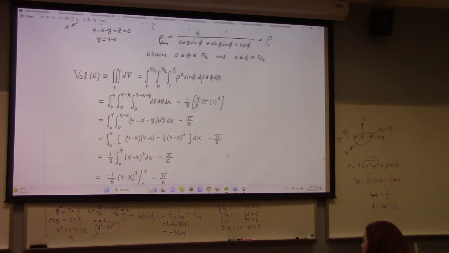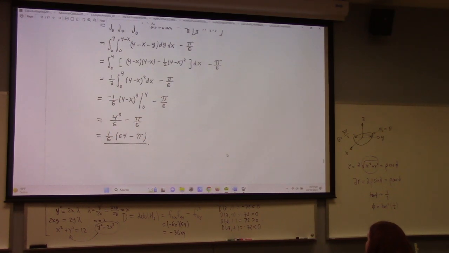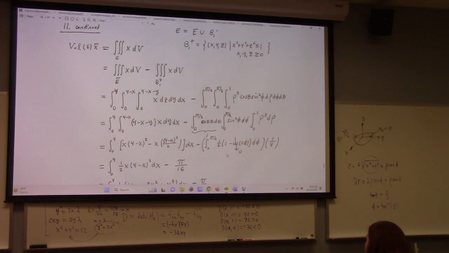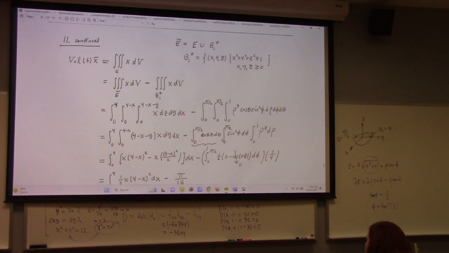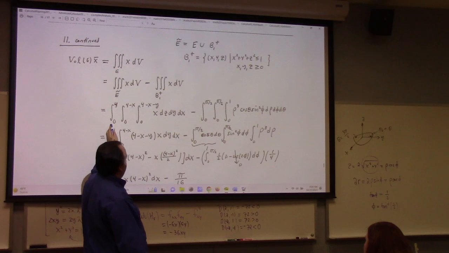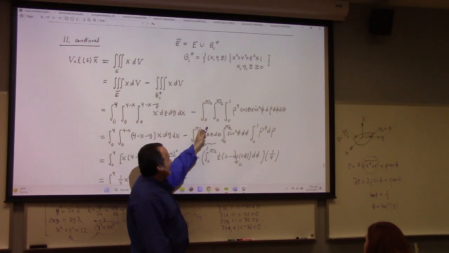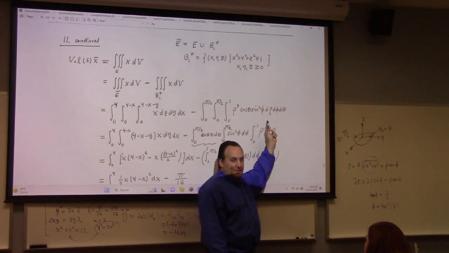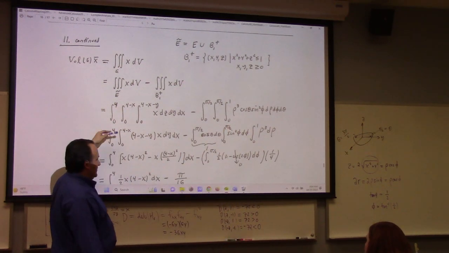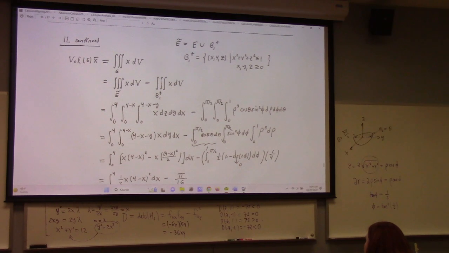Yeah? And so there's the volume. It's 1/6 of 64 minus pi. And then just be sneaky, define E tilde to be the region union the cutout piece. Then that's a nice rectangular region that you can integrate. So I calculate the integral of x over that full region, and then I just subtract off the integral of x over the part that's been cut out. That integral you can do, believe it or not. It's not entirely trivial, but it's actually not that bad.